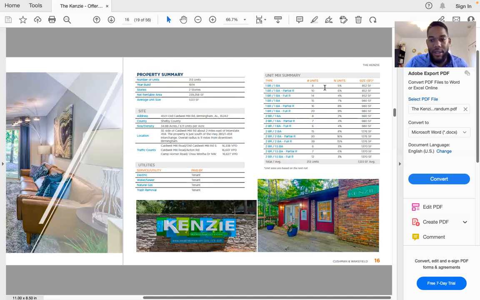So would you guys consider this a pretty decent floor plan? Any feedback on what you think about this floor plan here? The unit mix, I'm sorry. Do y'all think it's a good unit mix?